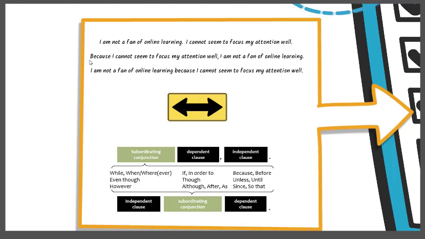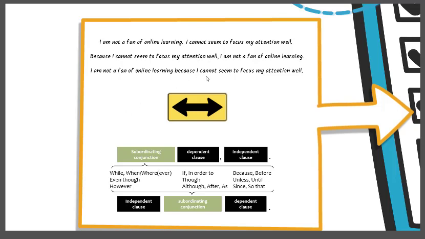If you are unsure about where the comma goes, then just flip it around. As you see here, I am not a fan of online learning, and then you should be able to put the word because between it. I cannot seem to focus my attention well. What we just did is execute the second formula. We chose to put the word because in the middle.